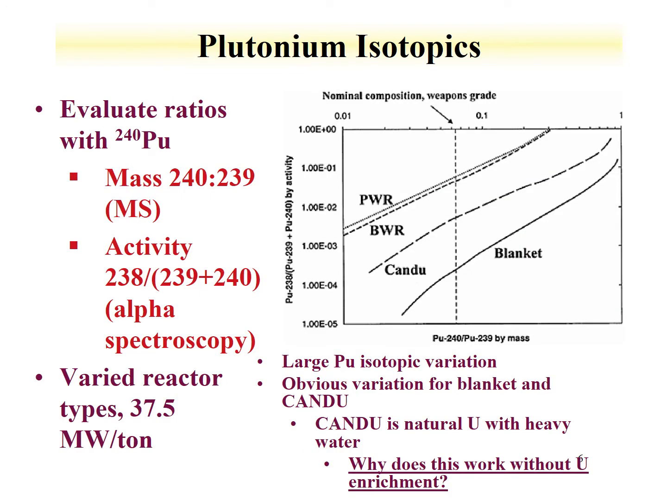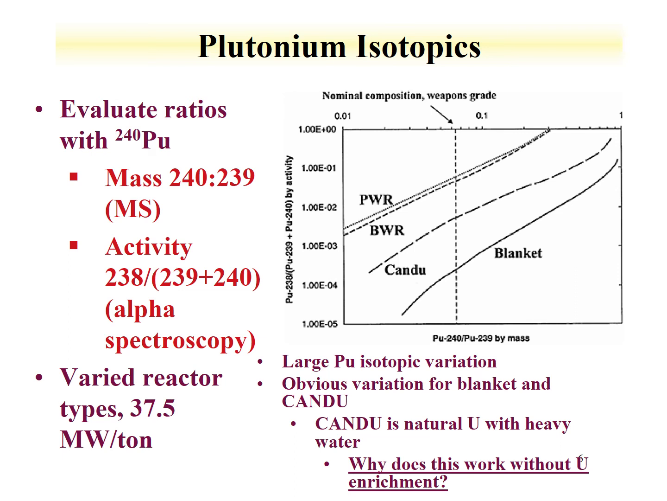A key signature that can be obtained from plutonium isotopics is an evaluation of the reactor type that was used to produce the plutonium. This is achieved by evaluating ratios with plutonium-240. For instance, the mass ratio between the plutonium-240 and plutonium-239 can be evaluated. This is usually done with mass spectroscopy. And then the overall activity of plutonium isotopes, where the plutonium-238 is measured and plutonium-239-240 alpha spectroscopy data is provided, and a ratio of the 238 to the 239 plus the 240 is used.